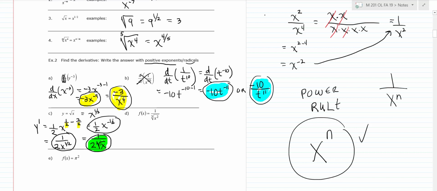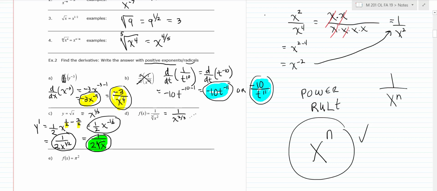If you start off with a radical, you probably want to write your answer with a radical. That's just kind of a general rule of thumb. Okay, let's take a look at this one. So again, general rule of thumb, change your radicals to exponents. So how do you write this as an exponent?